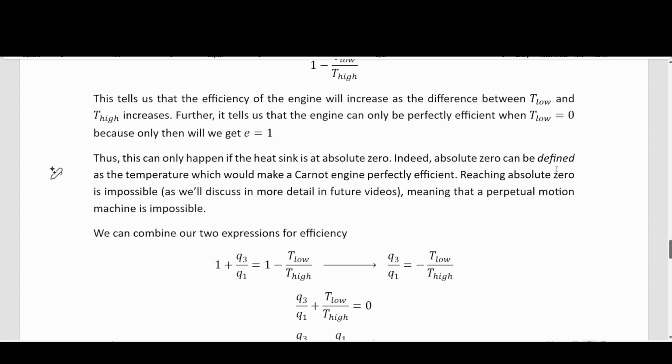Indeed, absolute 0 can be defined as the temperature which would make the Carnot engine perfectly efficient. Reaching absolute 0 is impossible. We'll discuss this in more detail in future videos, meaning that a perpetual motion machine is impossible.